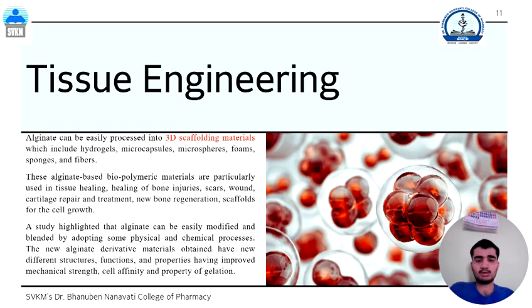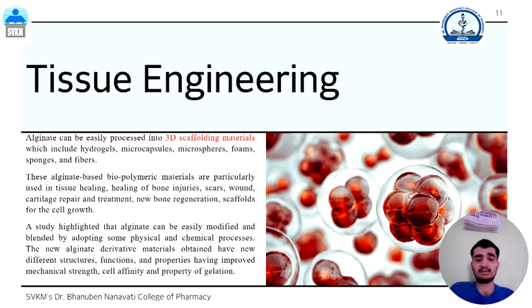Now coming to the applications in tissue engineering, alginate can be easily fabricated into 3D scaffold material, which may include hydrogel, microsphere, microcapsule, foam, conduit, and fiber. Alginate-based biopolymeric materials are particularly used in tissue healing of bone, wound, cartilage repair and treatment, nerve regeneration, and scaffold for cells.